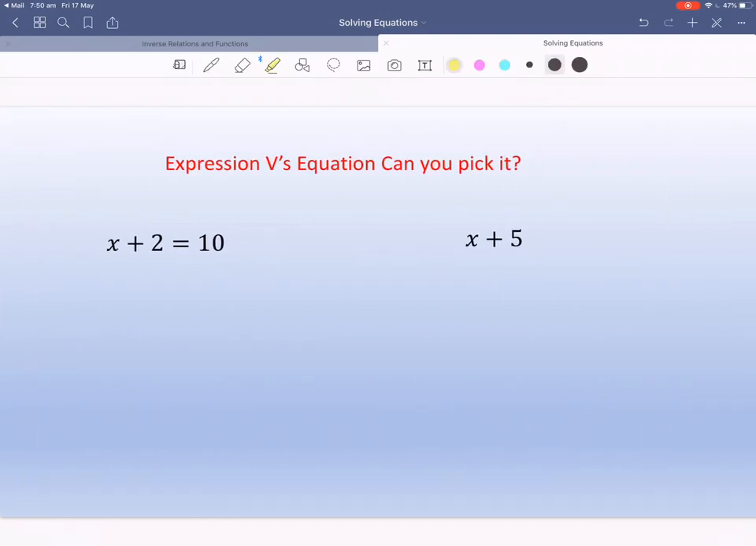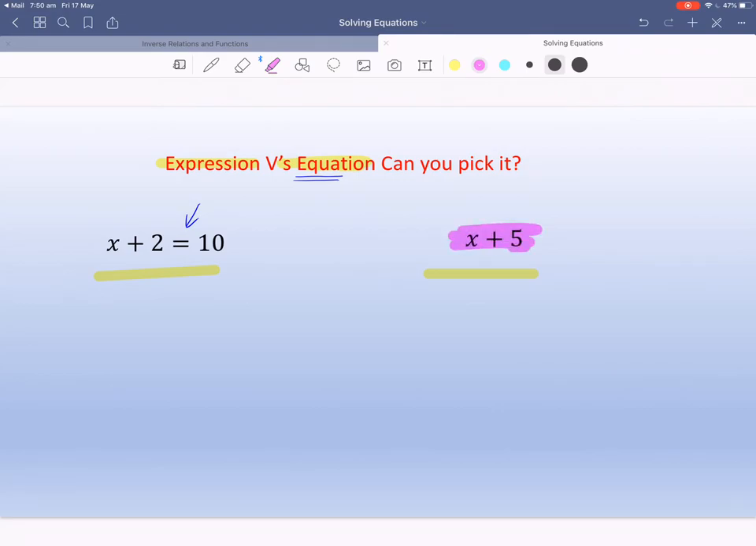First of all, expression versus equation. One of these two is an expression, and one of them is an equation. Which one do you pick? Think of the word equation. It's almost like it's got an equal in it. So it's this one. An equation is one that has an equal sign. An expression is just an algebraic expression, which is this one here.